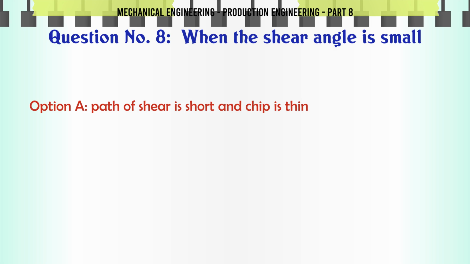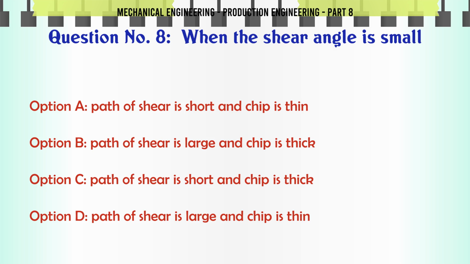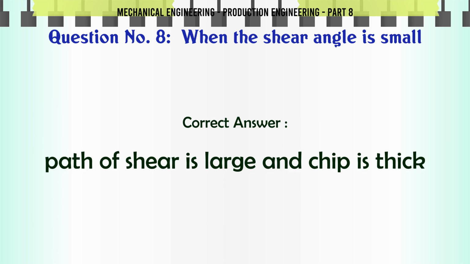When the shear angle is small, A. path of shear is short and chip is thin, B. path of shear is large and chip is thick, C. path of shear is short and chip is thick, D. path of shear is large and chip is thin. The correct answer is path of shear is large and chip is thick.